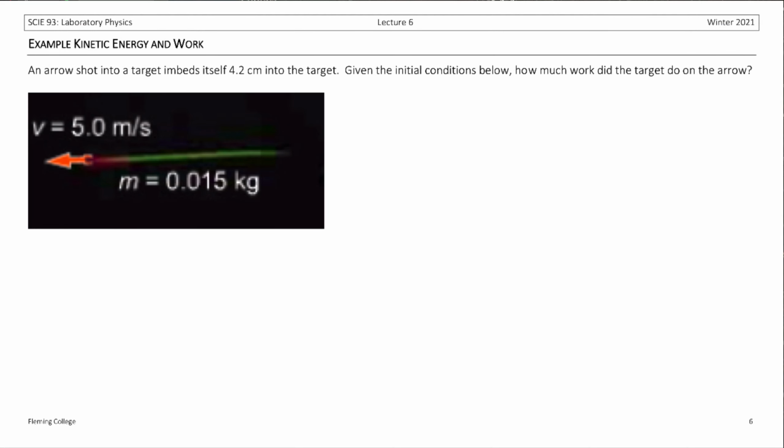Let's consider an example. An arrow shot into a target embeds itself 4.2 centimeters into the target. Given the initial conditions below, how much work did the target do on the arrow? So we're given a displacement and an initial velocity and a mass. And if it's embedded in the target, we can assume a final velocity, which may lead you to think of approaching this question with the first work equation. But remember, work is also defined as the change in energy, which means if we know the final kinetic energy and the initial kinetic energy, we can calculate the amount of work.